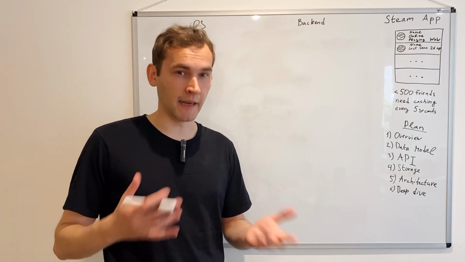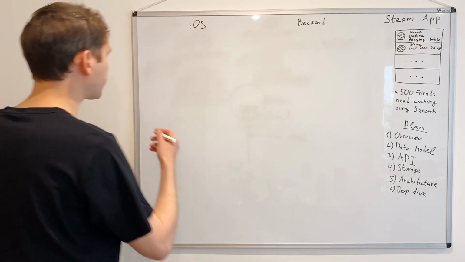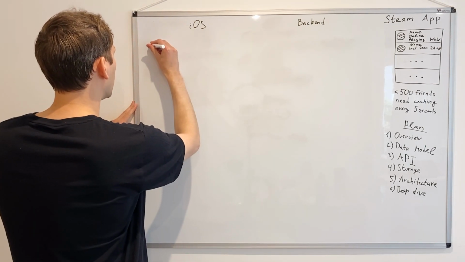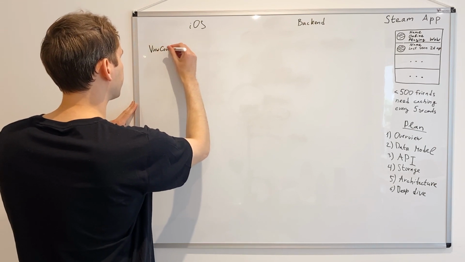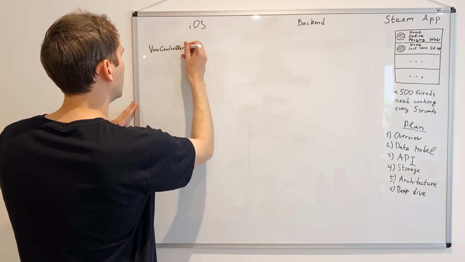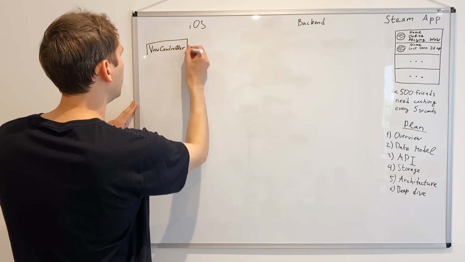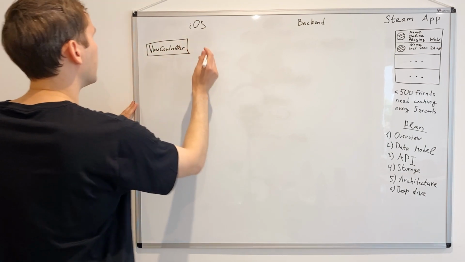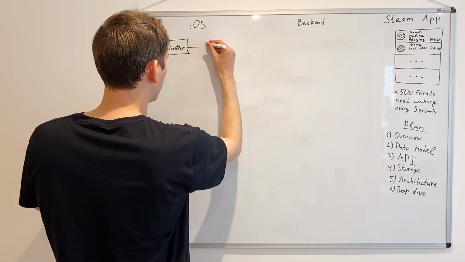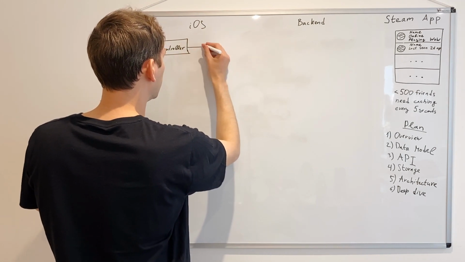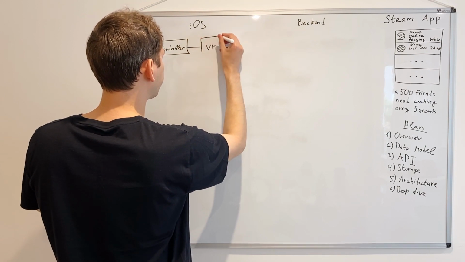Let's start the diagram from the view controller. So here we will have our view controller object. And in MVVM architecture, we will have a view model. So the view controller would be connected to the view model. We'll just write here view model.